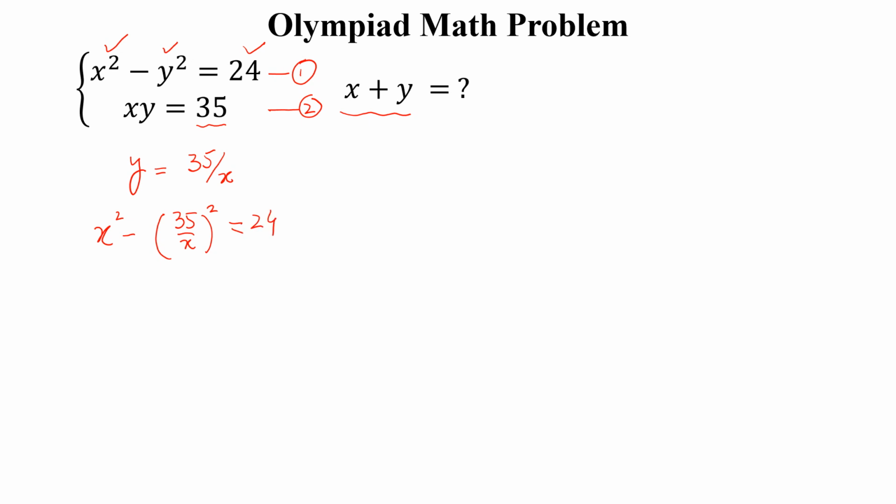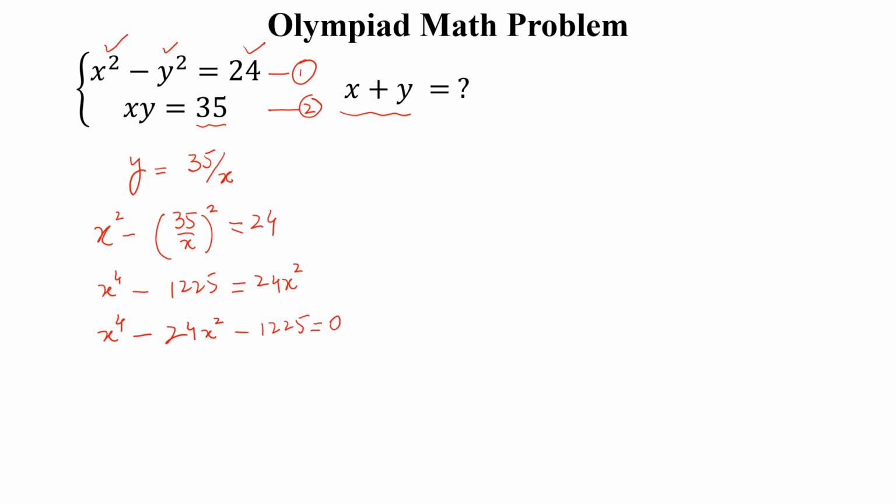Now multiply x square on both sides, so we will get x to the power 4 minus 35 square, this is 1225, equal to 24 x square. We can write this as x to the power 4 minus 24 x square minus 1225 equal to 0.